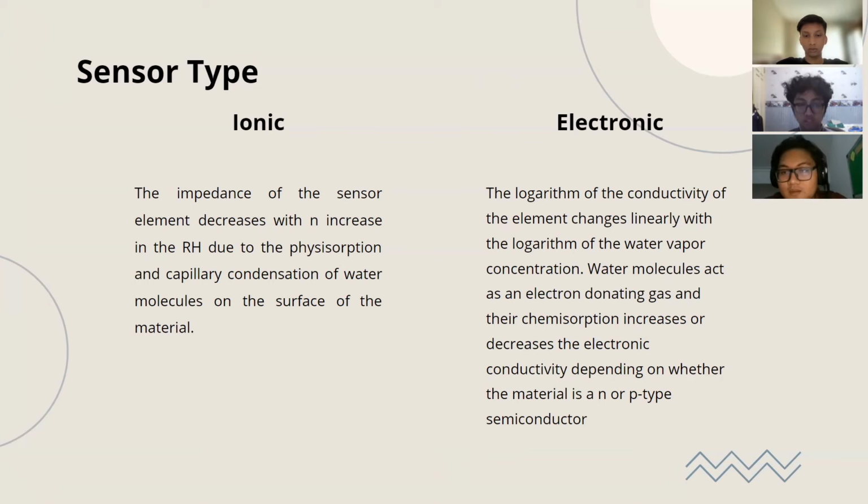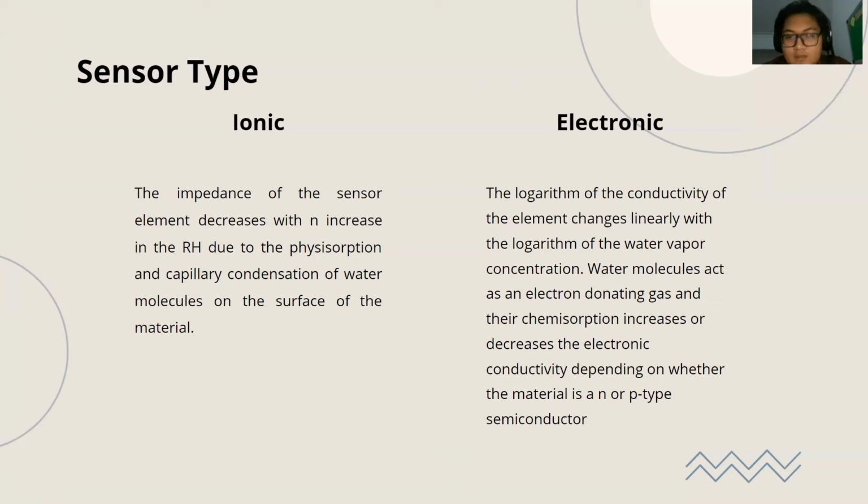It works by the logarithm of the conductivity of the element changing linearly with the logarithm of the water vapor concentration. Water molecules act as an electron donating gas and their chemisorption increases or decreases the electronic conductivity depending on whether the material is an N or P type semiconductor. Commonly, the sensors work by utilizing the common phenomenon of chemical and physical absorption of water molecules and capillary condensation in the pores of the microstructure of the material.